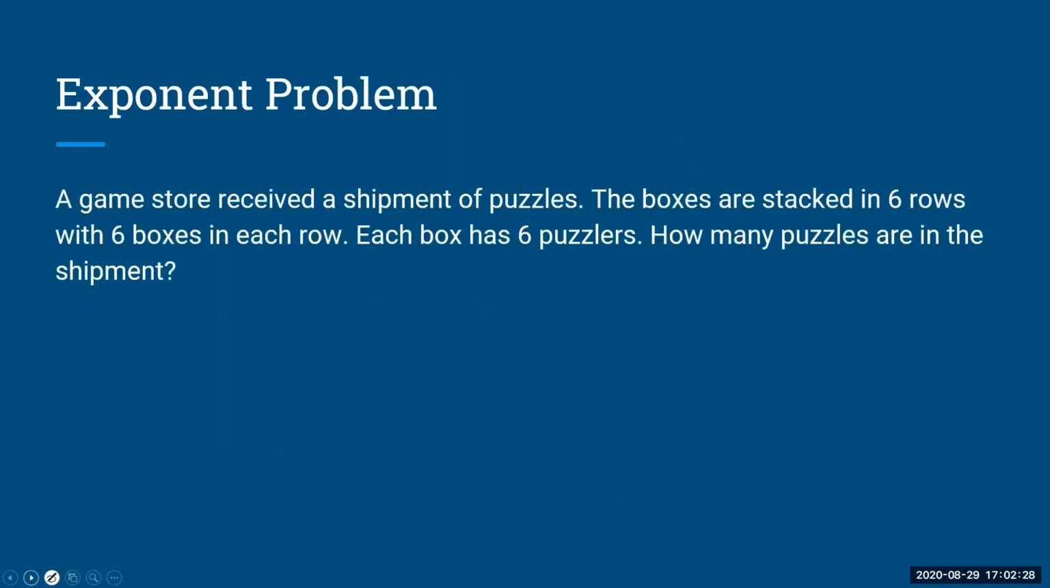A GameStar received a shipment of puzzles. The boxes are stacked in 6 rows with 6 boxes in each row, and each box has 6 puzzles. How many puzzles are in the shipment? This is really simple. You see 3 numbers, so you can make an exponent off this one.